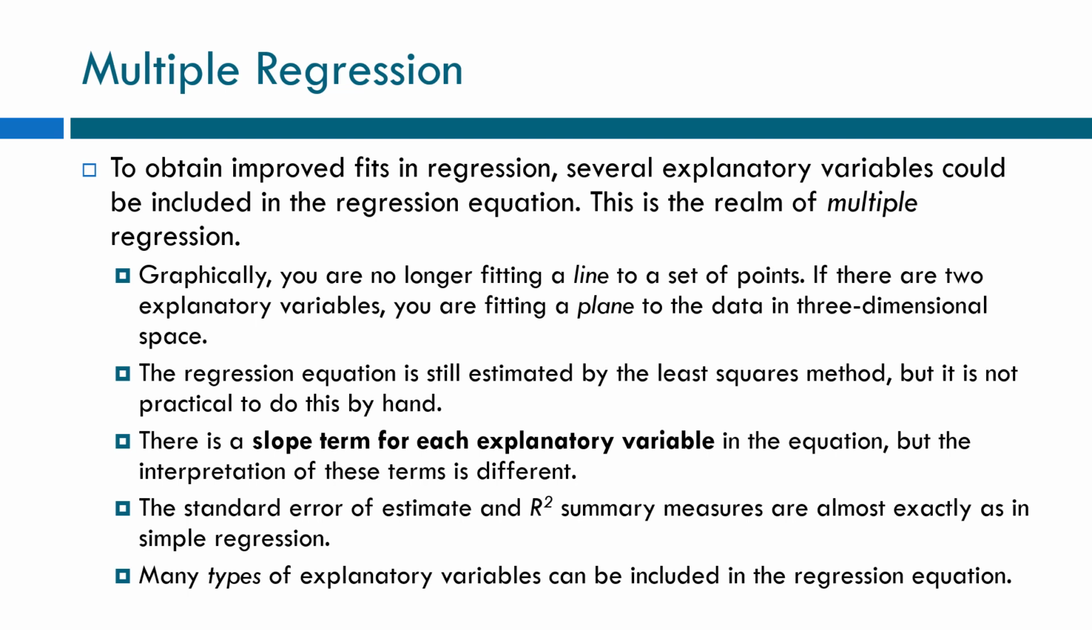If there's two explanatory variables, you're fitting a plane to the data in three-dimensional space. Again, it's not really useful to visualize this. I think it just makes sense to talk about the fact that with a multiple regression, you have multiple explanatory variables and one response variable. There is a slope term for each of the different explanatory variables in the equation, but the interpretation is somewhat different. The standard error of estimate and the R-squared summary still measure the same things as before, and you can have many types of explanatory variables included in the regression equation, and we will look at a few of them in this course.